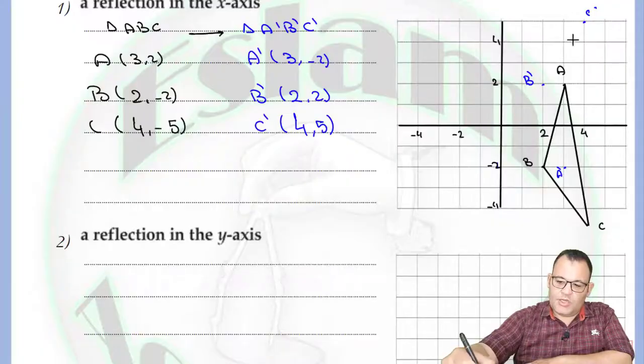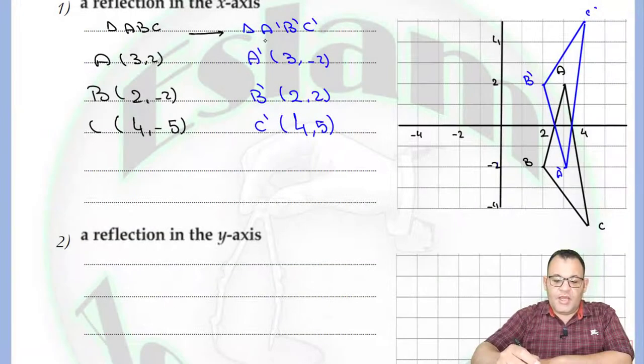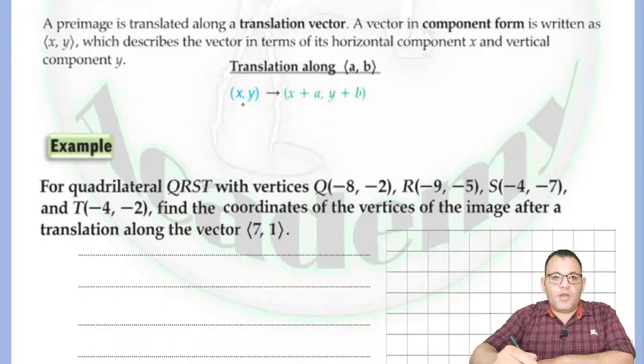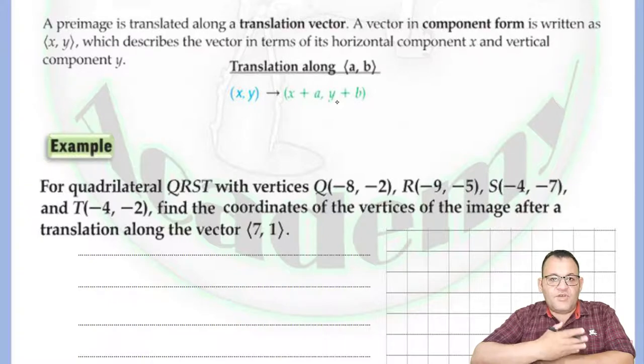Now we can draw the triangle. You will find that the triangle A prime, B prime, C prime is the image of the triangle ABC by reflection on the x-axis. If we need to find the image of the point (x, y) by translation with the vector (a, b), its image will be (x plus a, y plus b). We add the first coordinate with the first coordinate, the second with the second.